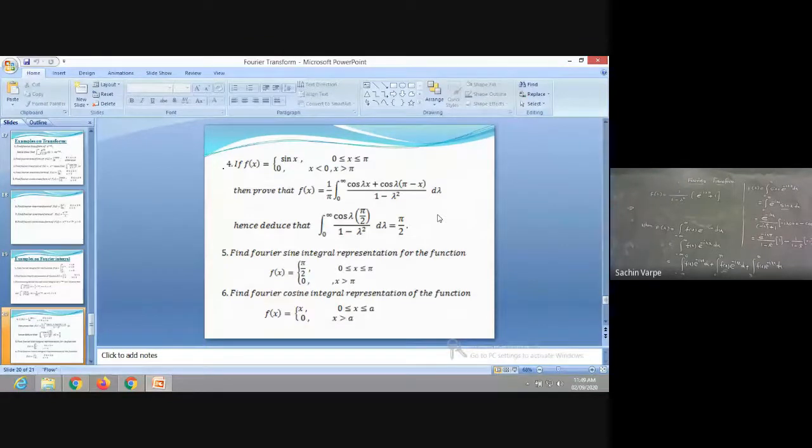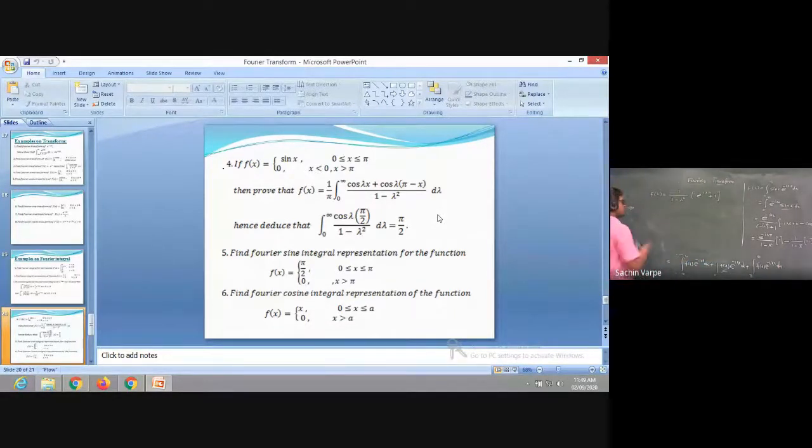And now the question is how to get the required part, because we have been asked to prove that. So how do I get it? Just think over this. First of all, I know the Euler formula in terms of cos and sine.